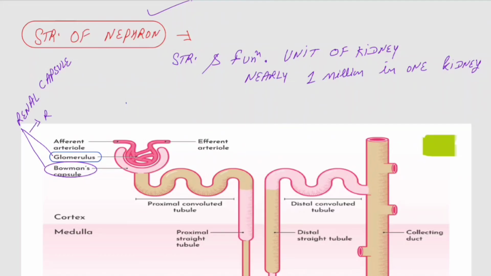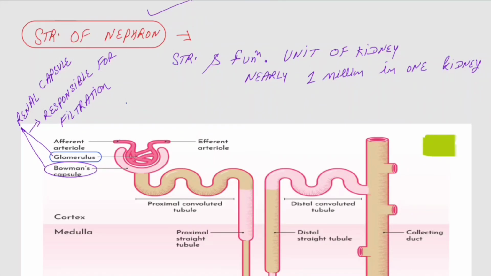And this is responsible for filtration. Responsible for filtration of blood, and that is the first step of urine formation. This structure is known as Bowman's capsule. Inner part of Bowman's capsule is formed by afferent arteriole and efferent arteriole. This is glomerulus, and collectively it is called renal capsule.